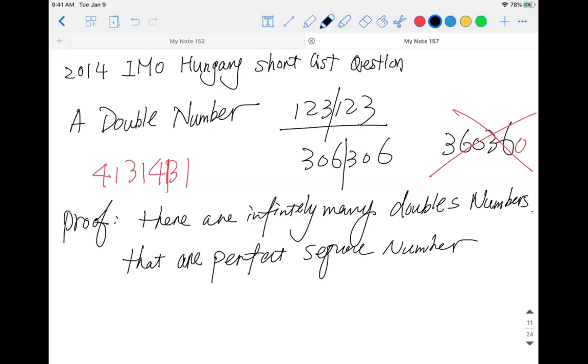There are infinitely many double numbers that are actually perfect square numbers. A problem like this, how do we get started? 1001 is not a double number. This is a palindrome number, right? It's the same from left to right and right to left. Double number means the same instances of the decimal form. You're going to write it twice.